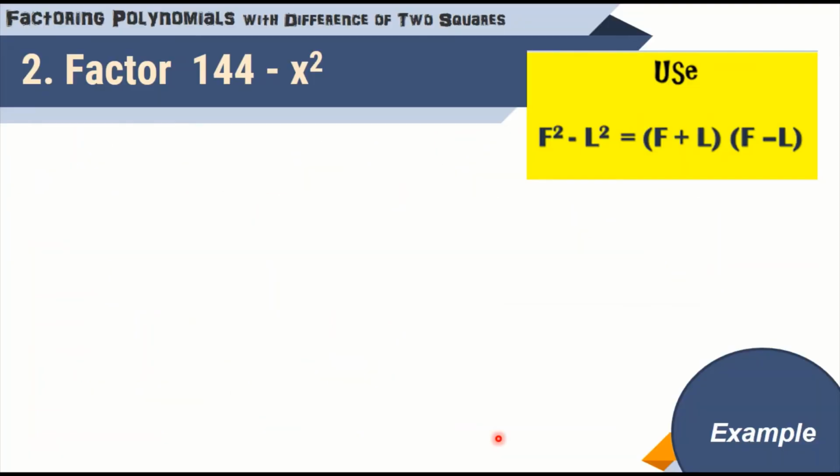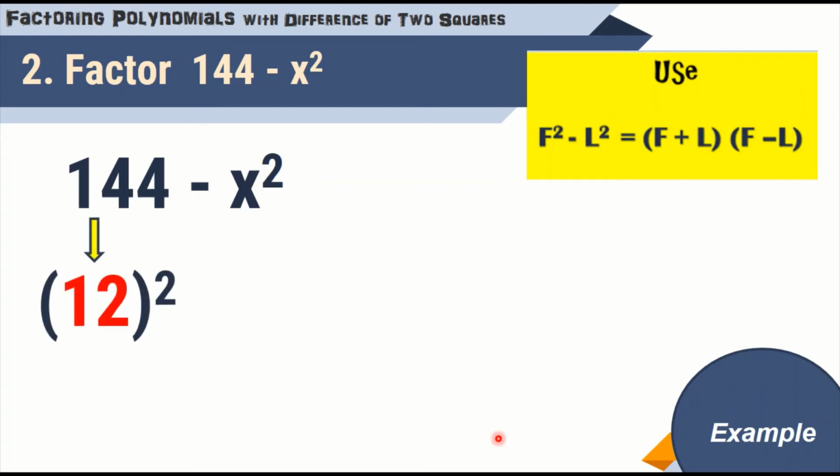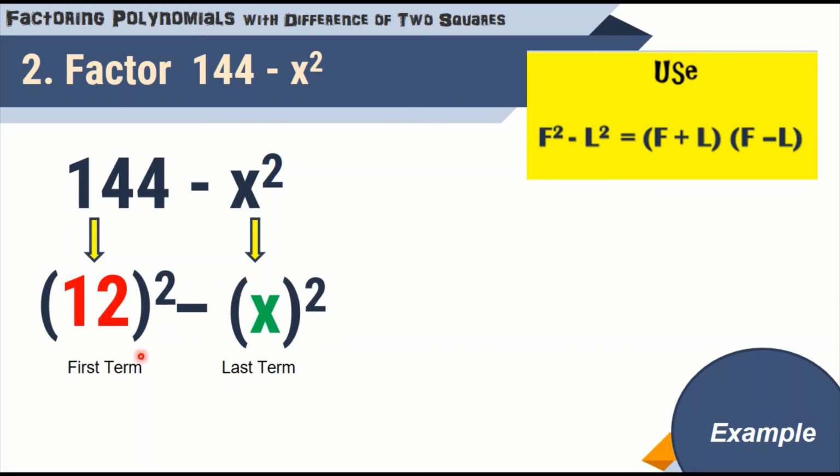Example number 2. We have 144 minus x squared. Ganun pa rin ang gagawin natin. Rewrite each term as a square number. 144 is a square number of 12. And x squared is a square of x. And this, we have identified that 12 is the first term and x is the last term.